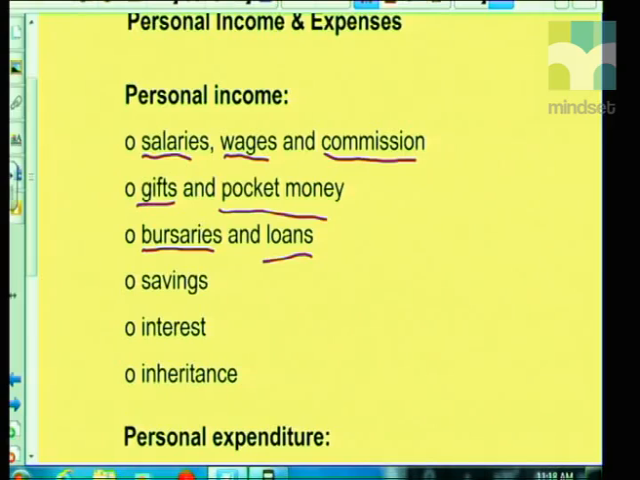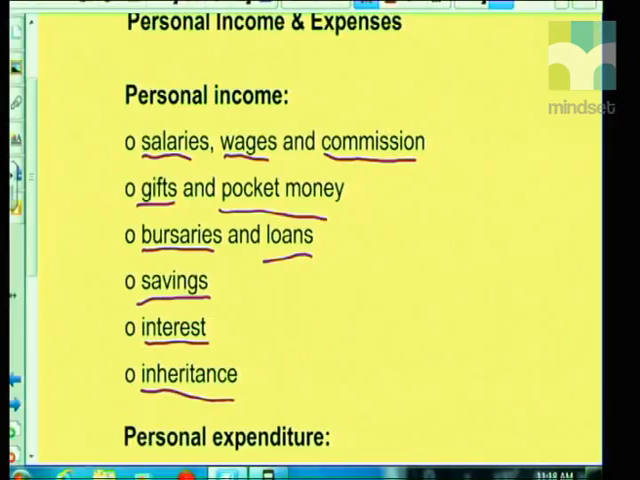Of course, we could have savings. It's a form of income. Well, because it's sitting in our bank balance. It is sitting there, and in most cases it's earning interest. And if it earns interest, there's an extra amount being added to our income.